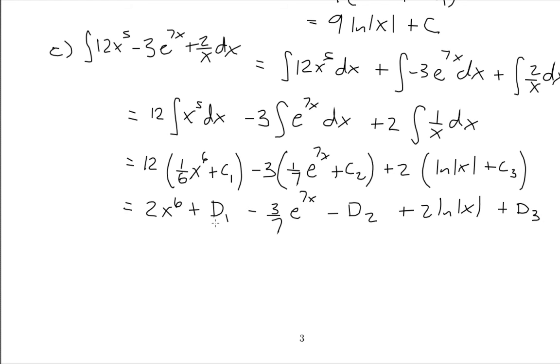Now I have an arbitrary constant d1, minus an arbitrary constant d2, plus an arbitrary constant d3. I don't know what these are. It doesn't matter what they are. When you put them all together, all you get is another arbitrary constant. So I'm just going to collect them all into one giant arbitrary constant, which I'll call c. So I'll clean this up to be 2x to the power of 6 minus 3/7 e to the 7x plus 2 ln the absolute value of x. And then all of these constants put into one place: there's just one giant constant, c.